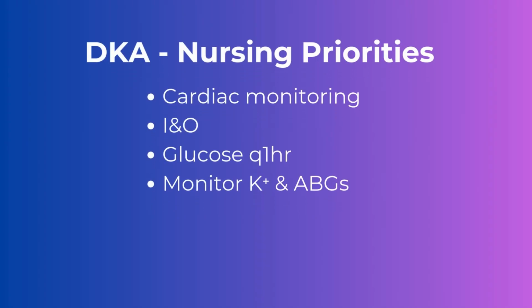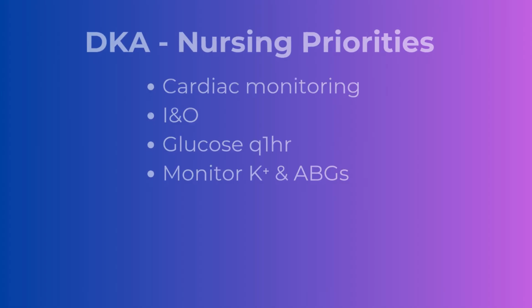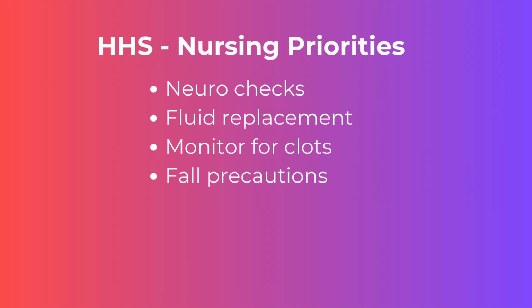Nursing priorities for DKA include cardiac monitoring, strict intake and output, frequent glucose checks, and monitoring potassium and acid-base status. For HHS, nursing should prioritize neurological assessments, aggressive fluid replacement, and monitoring for thromboembolism due to severe dehydration.